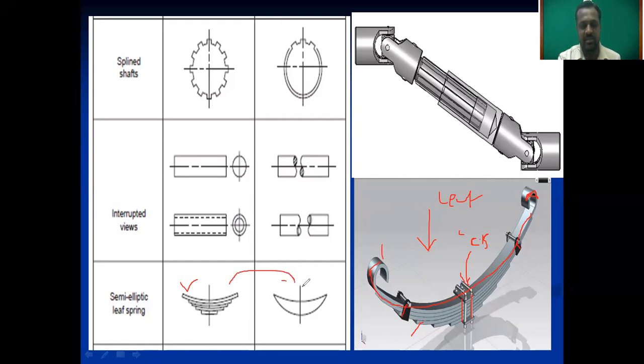See, this is the conventional representation for the semi-elliptical leaf spring, and here for this leaf spring the eyes are not there. This is called the eye. This portion is not here. Okay, this is the picture like this, and this is the conventional representation. Simple. It is looking like a moon.